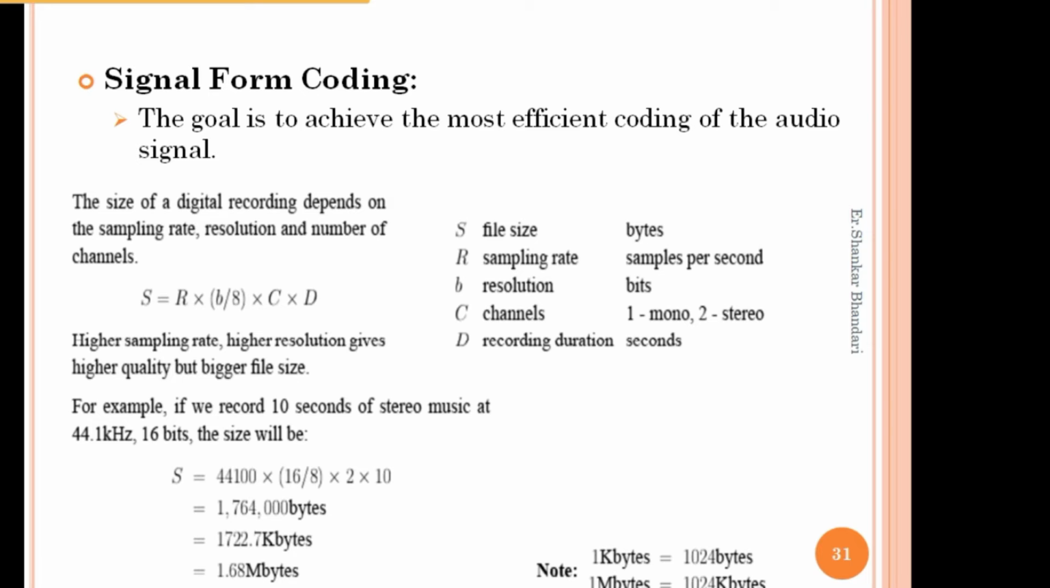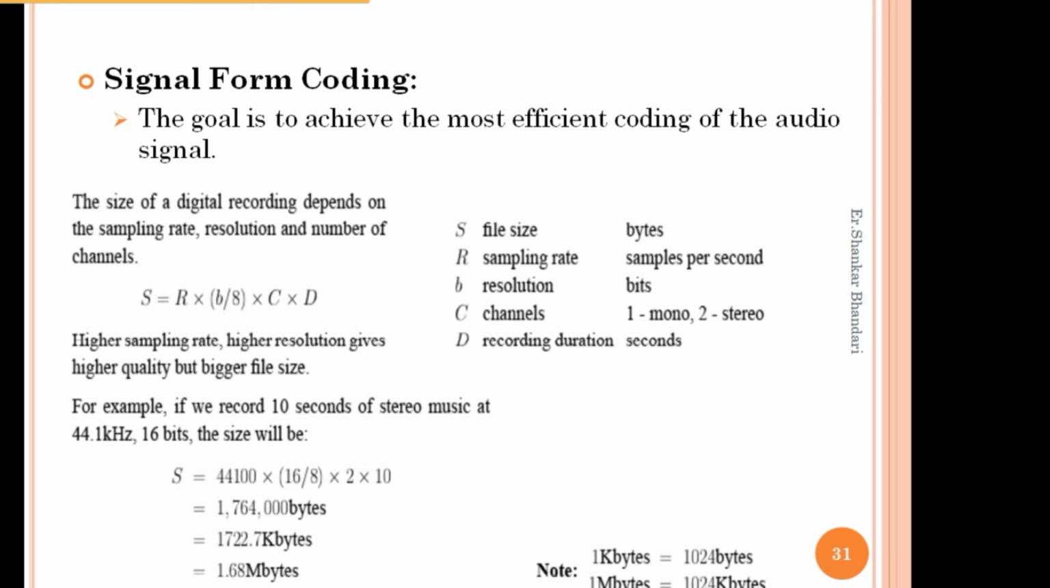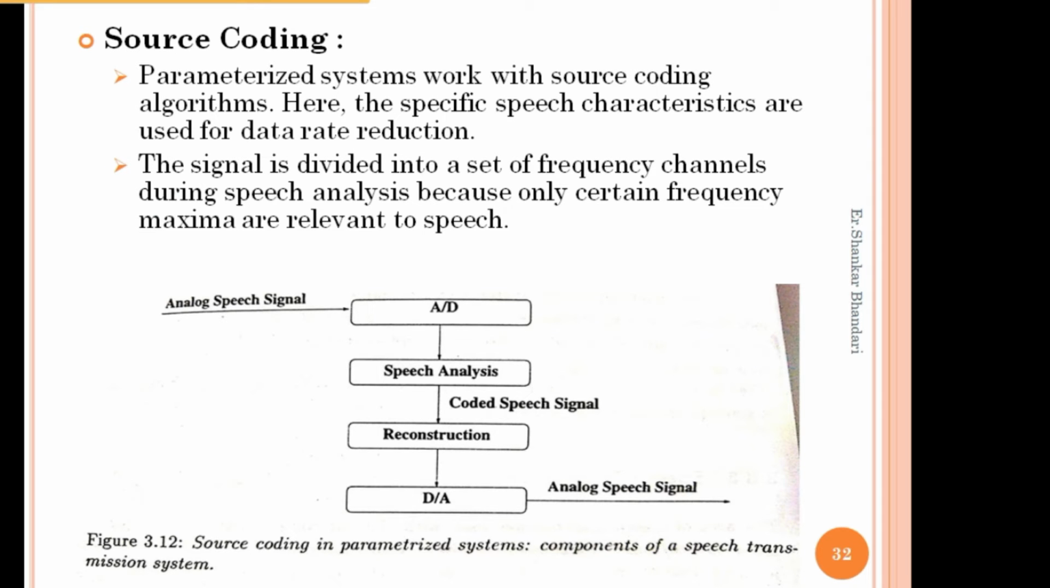Okay, the next speech generation and recognition principle is source coding. In source coding, at the beginning stage the analog signal is converted into a digital signal using an analog to digital converter. Then the speech analysis process occurs, in which we find out who is delivering the speech, what topic he is delivering the speech about, and how he is delivering it.